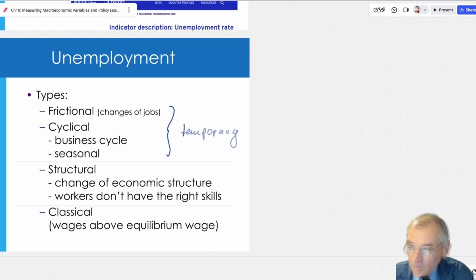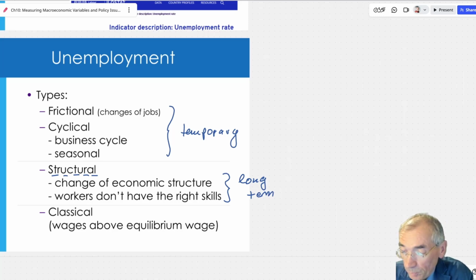unemployment spells. Whereas structural unemployment is often more the long-term issue, and so much more of a problem. If there are not enough jobs in the industries that are important at the moment, then a country might have a structural problem, and that is something that you don't want to have, and that is a big challenge to the policymakers.